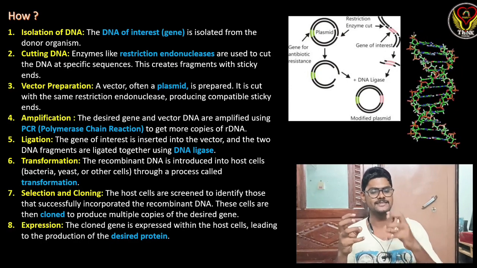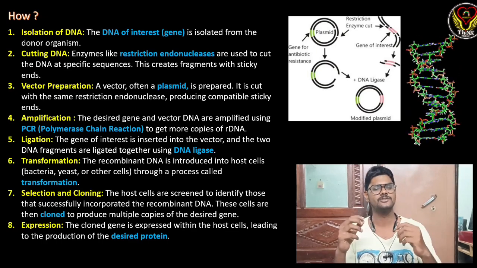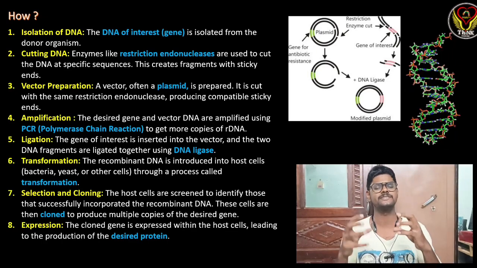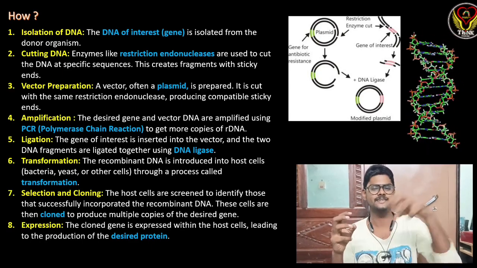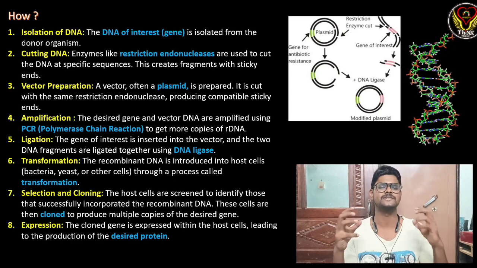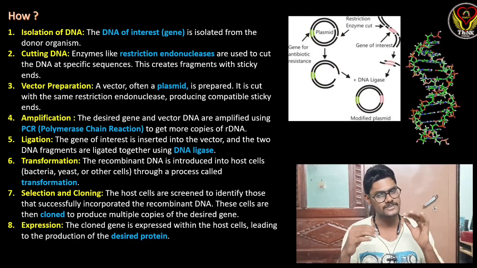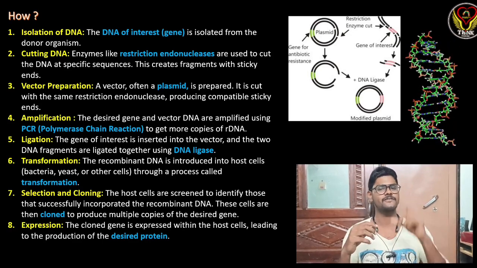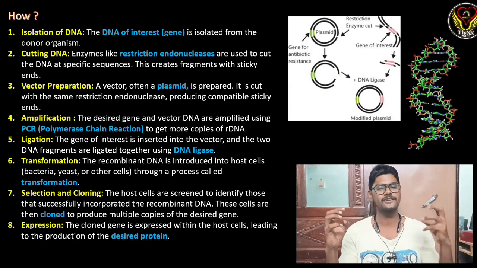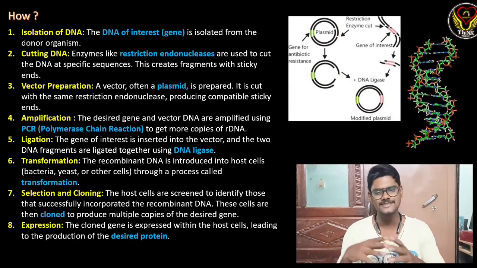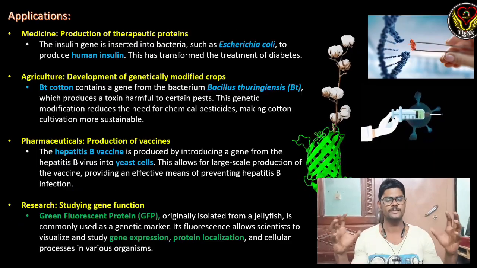The host cells are screened to identify those that have successfully incorporated the recombinant DNA. If rDNA is incorporated into the host cell, it will produce some pigments and we can identify that these cells have taken up the rDNA. Then these selected cells are cloned to produce multiple copies of our rDNA. And the last, final step is expression. The cloned gene is expressed within our host cell, leading to the production of our desired protein. So isolation of DNA from our desired organism to the expression of that protein are the important 8 steps in this rDNA technology.